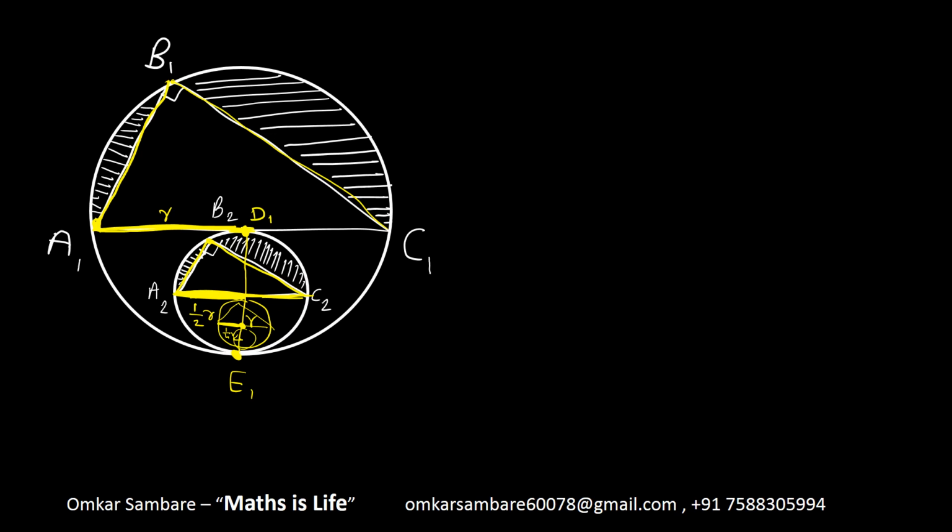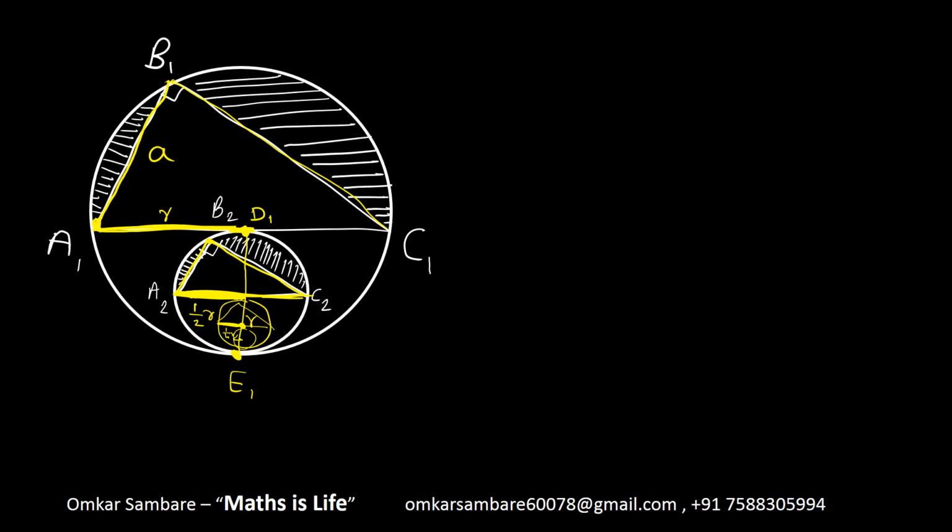So for the first circle the radius is r, for the second circle the radius is half r, for the third circle the radius will be 1/4 r, and so on it will continue. What about the sides?